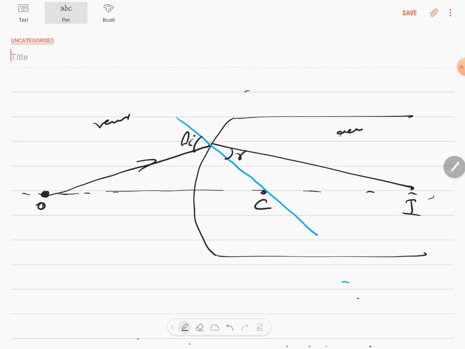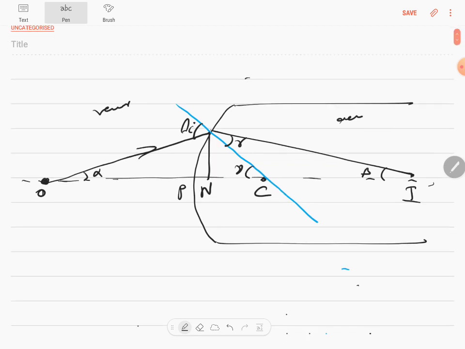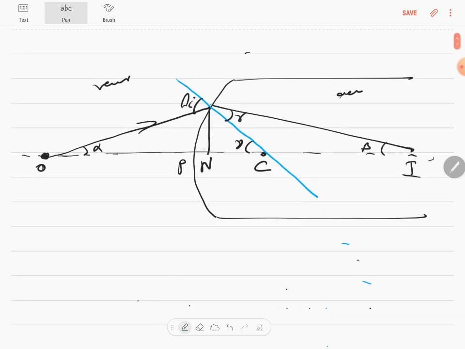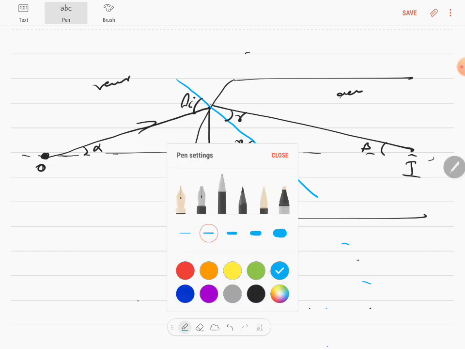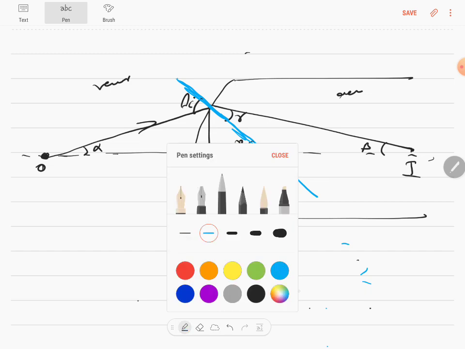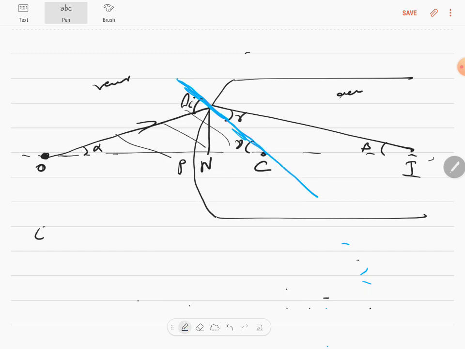Correct? Let's mark the object making as alpha, the image making as beta, and the center of curvature making as gamma. Let's call this the pole. Let's draw a normal such that P is very close to N, so all measurements can be taken from N instead of P. Can you locate the triangle where there is an exterior angle? Can you see that the normal is here? From that you know that in this triangle, I is equal to alpha plus gamma.